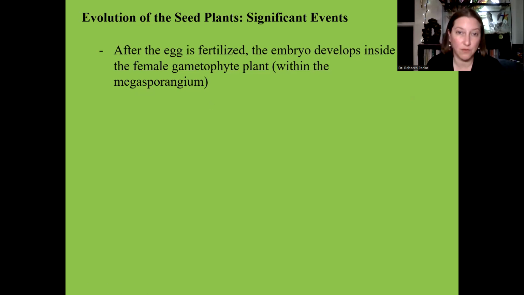Once the egg is fertilized by a sperm, you have a zygote, which is diploid. The zygote will continue to grow via mitosis and cytokinesis into an embryo. And the embryo is going to develop where the egg was, which is where? On that female gametophyte plant, because that's where the egg was. Remember, egg stays, so that's where the embryo will grow.